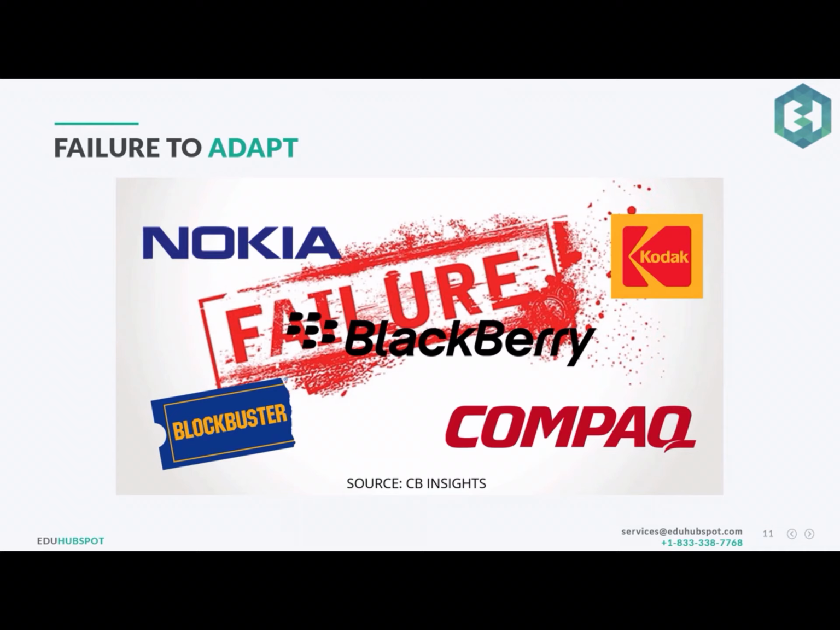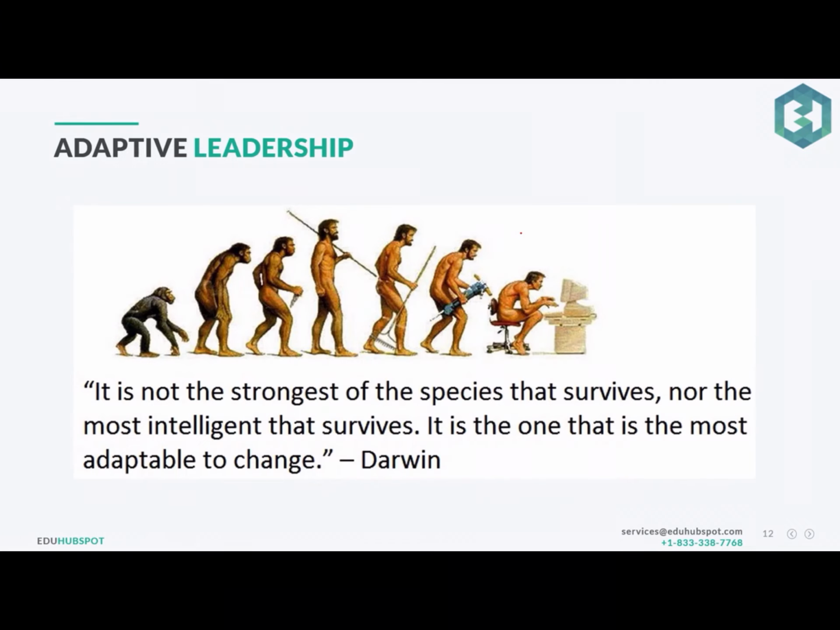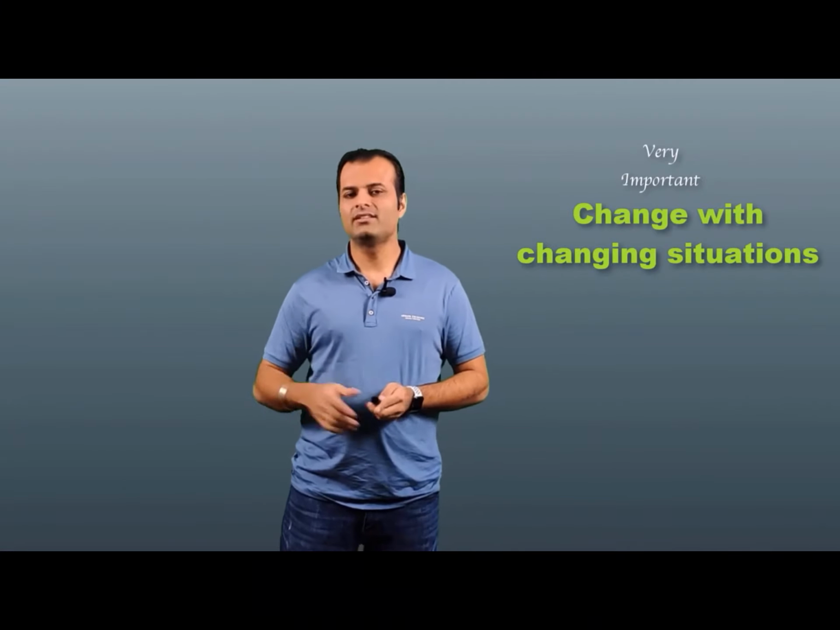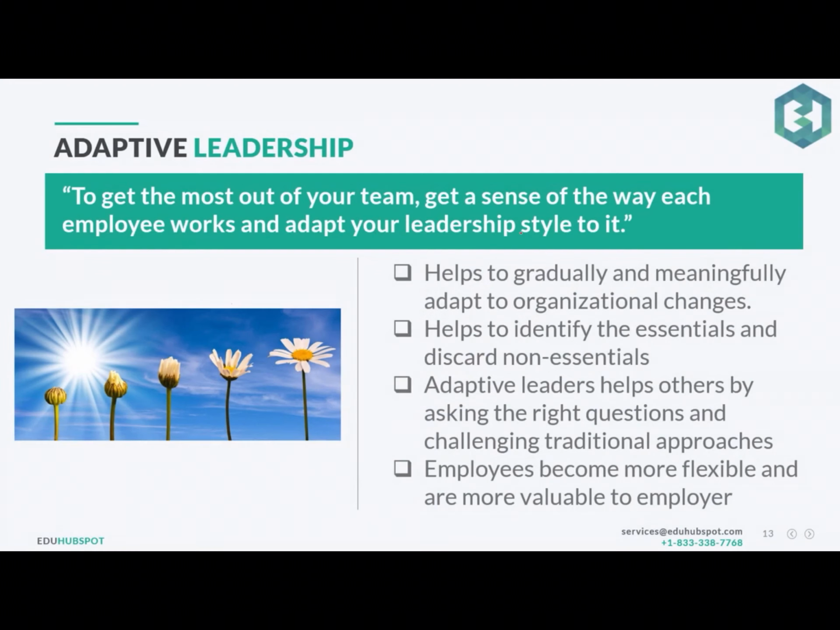Netflix: now in the COVID situation, most people spend their time on Netflix. But before Netflix, it was Blockbuster. I'm pretty sure you might not know about Blockbuster as well. This is what Blockbuster failed to adapt to, and you don't even know where it is. Everybody knows Netflix because that's what they do. Adaptive leadership: it's not the strongest of the species that survives, nor the most intelligent, but the one that is most adaptable to change. That's what Agile is. If you are not okay to change, then you're not going to succeed. So it helps to gradually and meaningfully adapt to organizational changes.